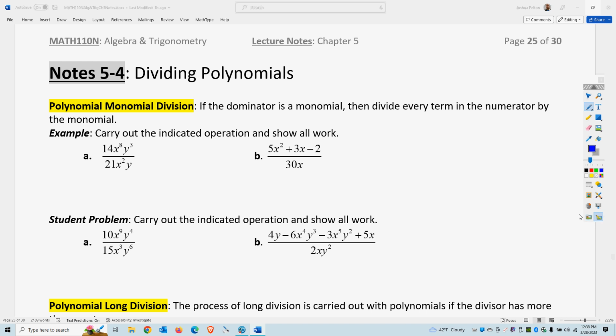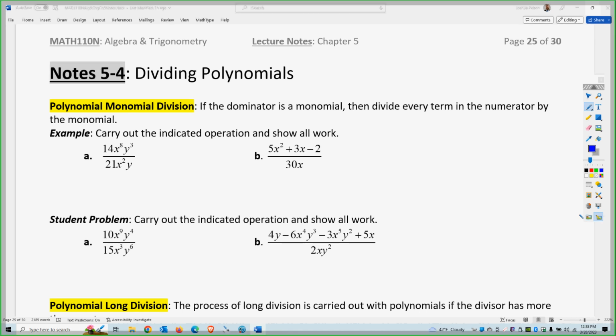This is Professor Pelton. This is part one of chapter 5, section 4. So we're doing division with polynomials. You're either doing a division with a monomial or you're doing division with a polynomial, right? Polynomial basically meaning more than one. Your bi, tri, quad, and so on and so forth.